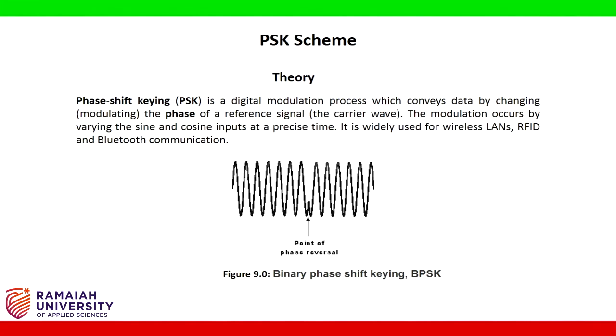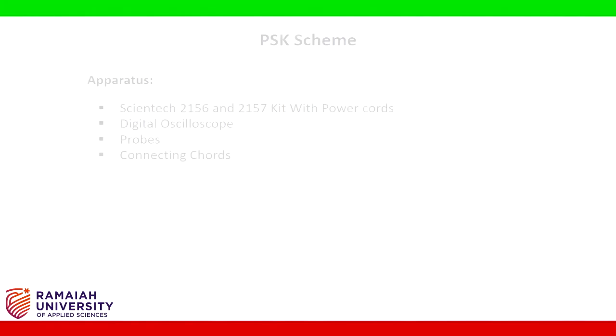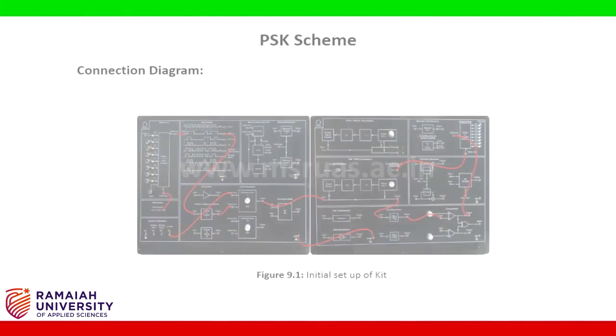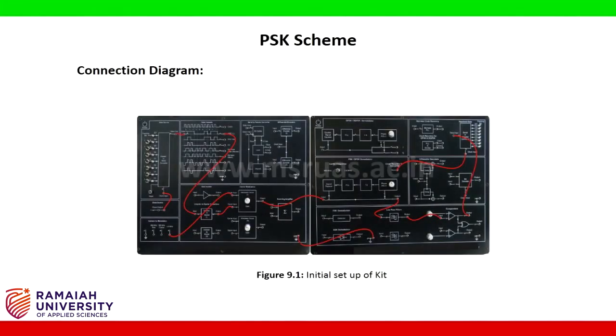Figure 9 shows binary phase shift keying, BPSK. The apparatus required are Syntec 2156 and 2157 kit with power cords, digital oscilloscope, probes, connecting cords. The connection diagram is as shown. Figure 9.1 shows initial setup of kit.